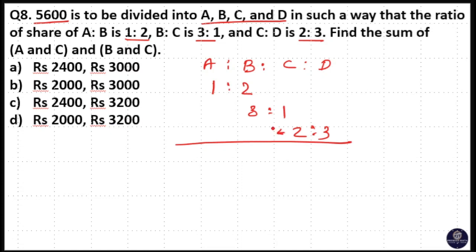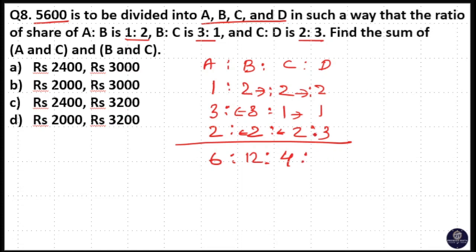So you know the rule. 2 will come here, 2 will come here, 3 will come here, 1 will come here. So 2 right here, 2 right here. So when you find the ratio, 3 into 2, 6 is to 3 into 2, 6 into 2, 12, 12 is to 2 into 2, 4. 2 into 3, 6. So when you simplify, 3, 6, 2, 3. So 3 is to 6 is to 2 is to 3 is your ratio between A, B, C and D.